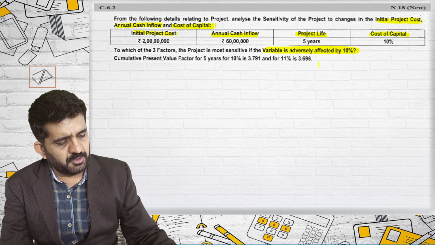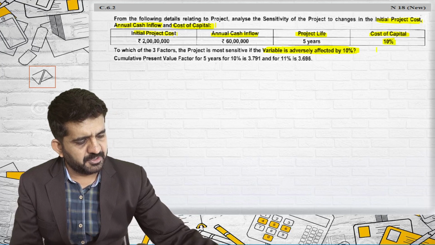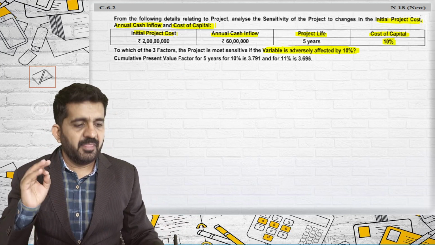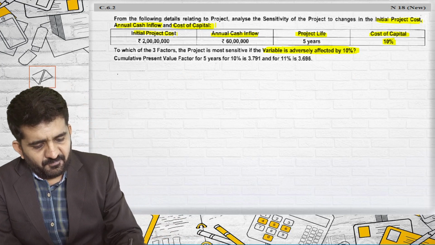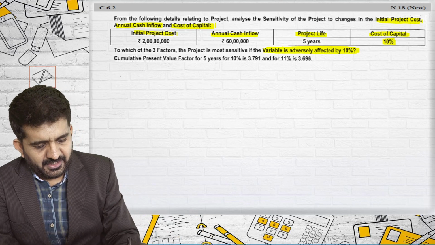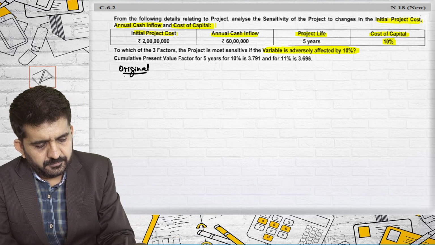They have given even the sensitivity ratio. The cumulative present value, that is all right. We don't require the present value factor. Cost of capital is 10%. First, I am finding out my original answer. Then I will be doing the sensitivity analysis. So what will be my original?